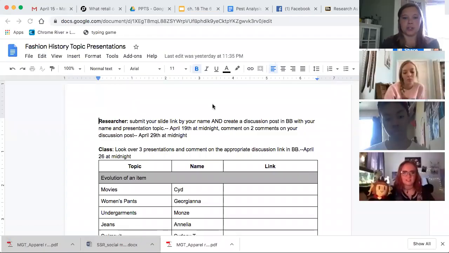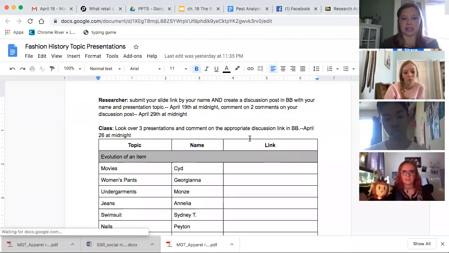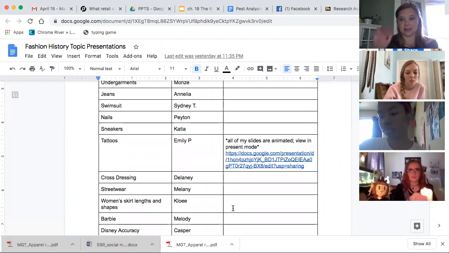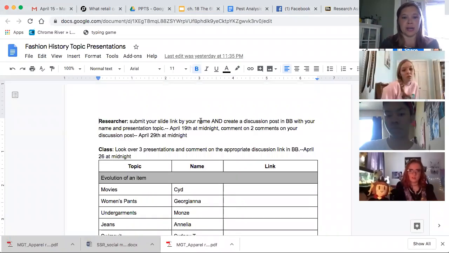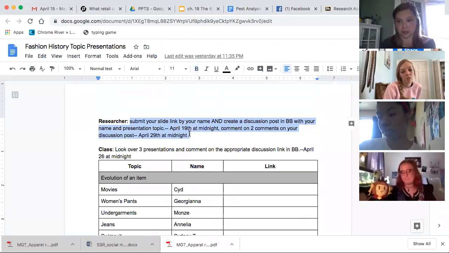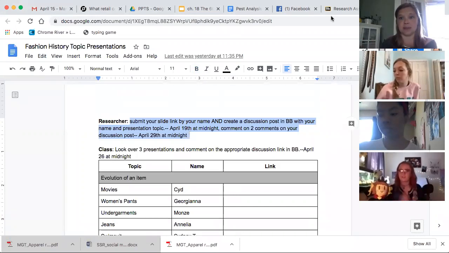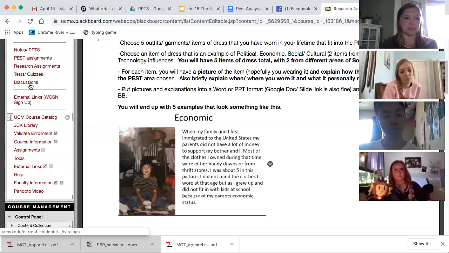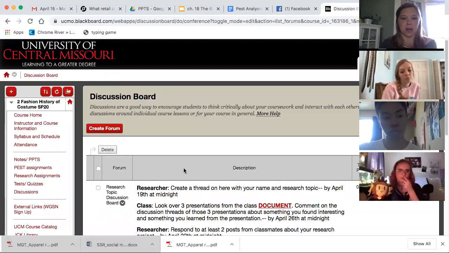Link to your slides in this document next to your name, okay? So that's how you will present to the class, pretty much. I also created a discussion board. Right here, it says that you will also create a discussion board post that just says your name and your topic on it. That's all it needs to say. That is over here in discussions in Blackboard.